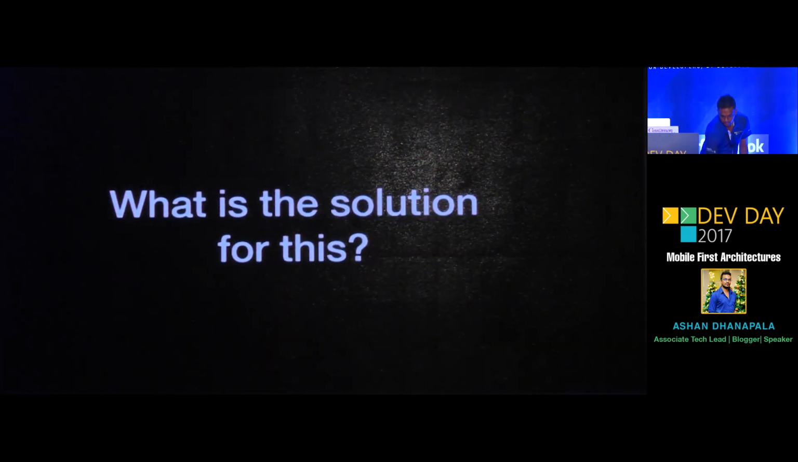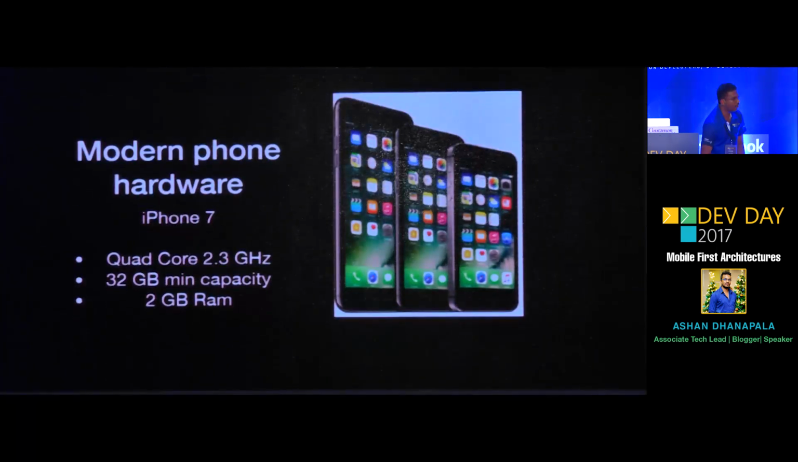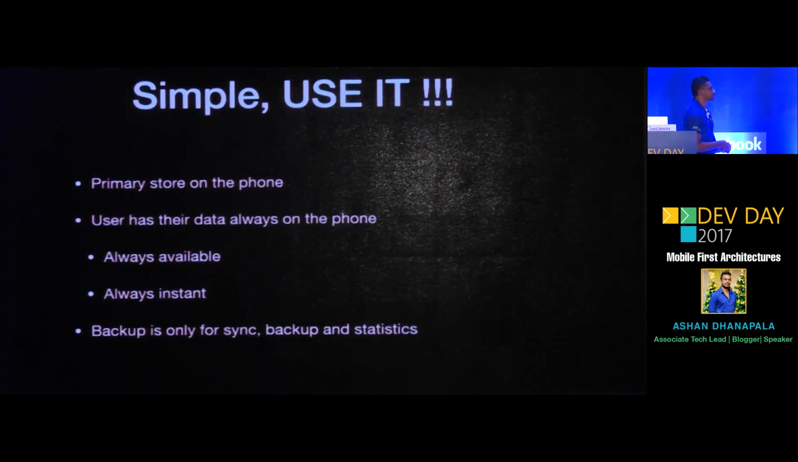You can have your endpoint processing. You can bring that computation power to your mobile device, as I said previously. So how can we do that? The modern hardware, right now I am using an iPhone 7, and it has a quad-core 2.3 gigahertz processor, 32 GB storage and 2 GB RAM. That is so much faster than a web server from a decade back. So let's bring that up to the mobile.